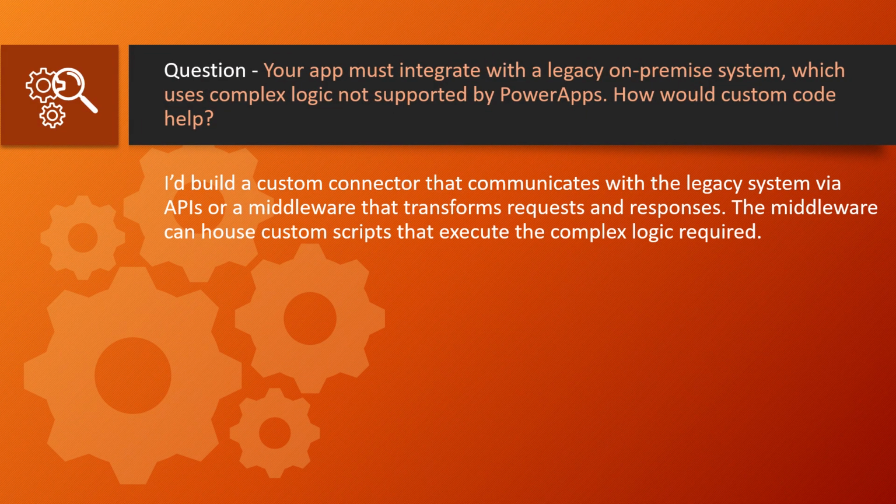Your app must integrate with a legacy on-premise system which uses complex logic but is not supported by Power Apps. How would custom code help here? For that you need to create a custom connector that will communicate with the legacy system via API or middleware that transforms requests and responses. The middleware can house custom scripts that execute the complex logic required.